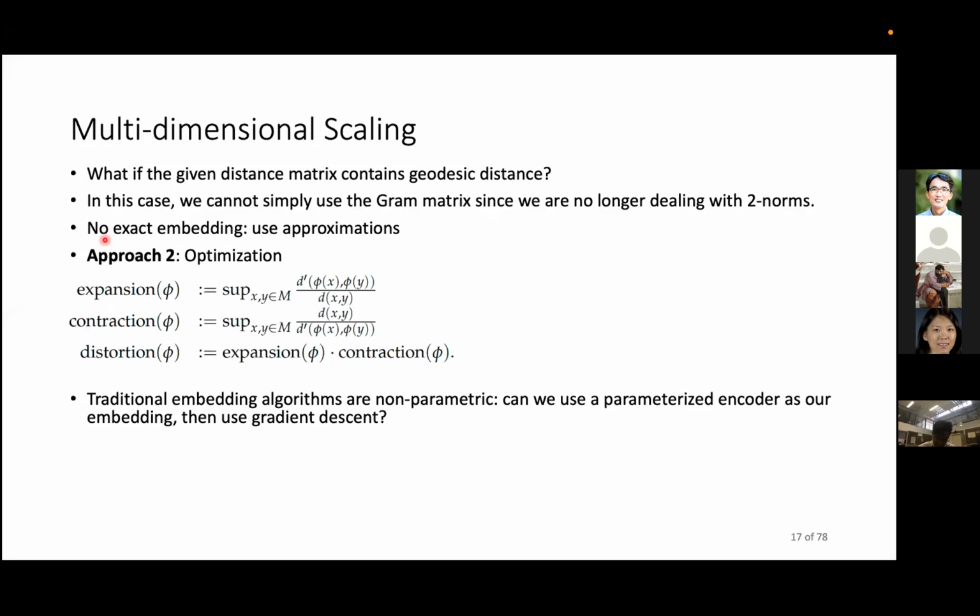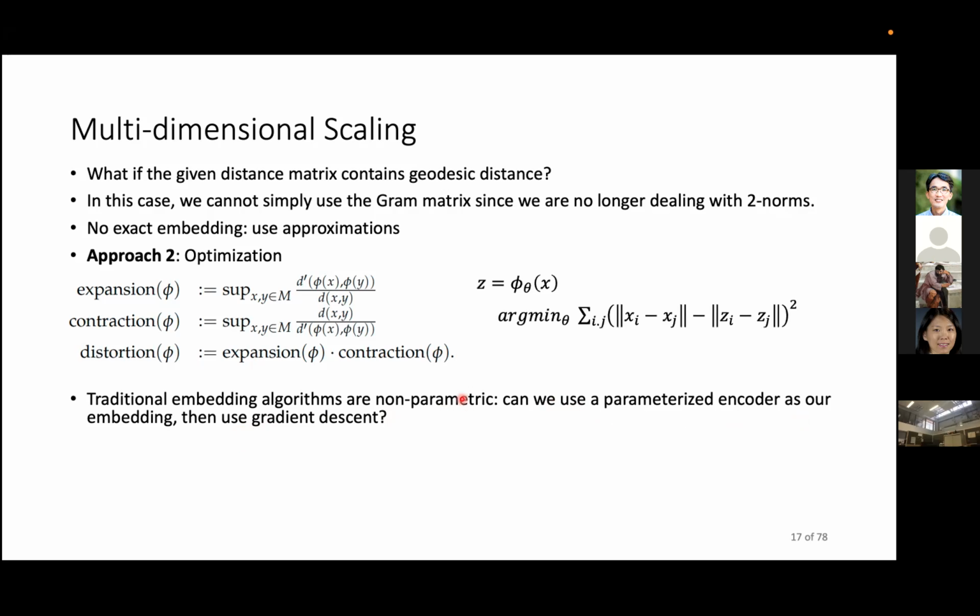And approach 2 is more general. We don't really want to do isometry. Instead, we don't make any assumptions about the gram matrix. It can be from Euclidean distances, it could also be from geodesics or any other type of metric. So in this case, we are faced with a general optimization problem in machine learning. Here I want to ask, given a loss function that measures distortion, expansion or contraction, can we use a parameterized encoder as our embedding and then use gradient descent?